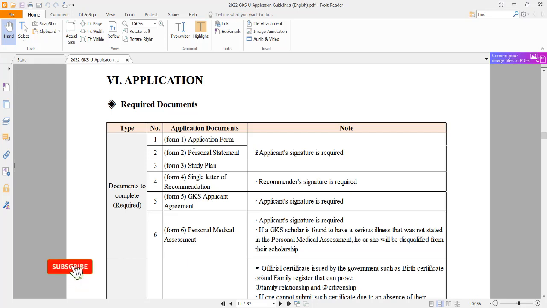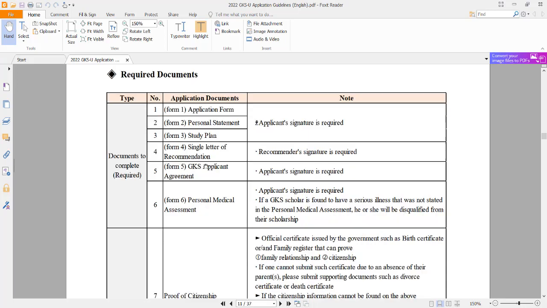Now Form 4 is the letter of recommendation. You just have to take a letter of recommendation from a professor and attach it, because this year they only require 1 letter of recommendation, whereas last year they were requiring two letters of recommendation, but it's good that they only need one. So this is Form 4, and Form 5 is just an agreement. Form 6 is just a personal medical assessment. So these things are pretty easy to fill in.